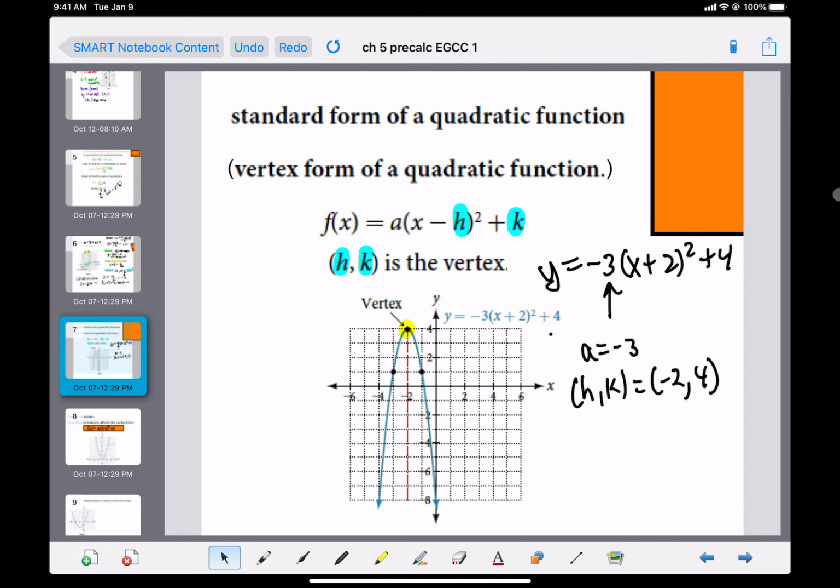So vertex form is called standard form. You can say either one, it doesn't matter. Just note which one they use.